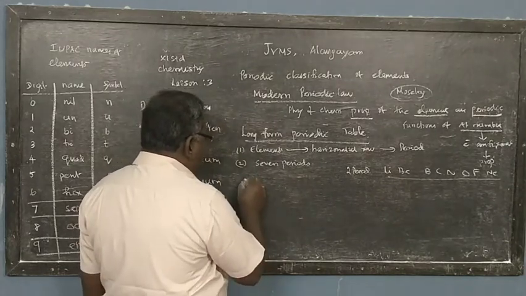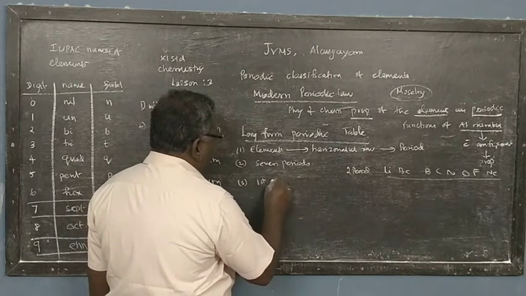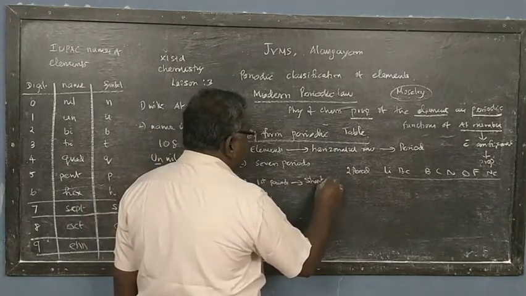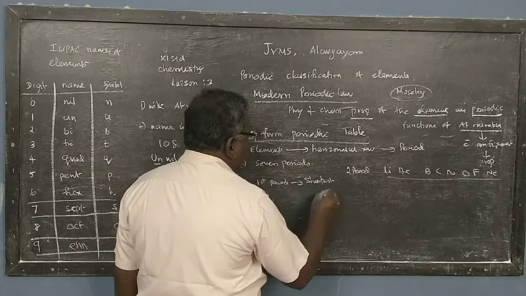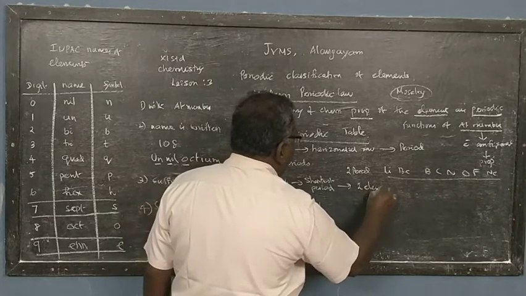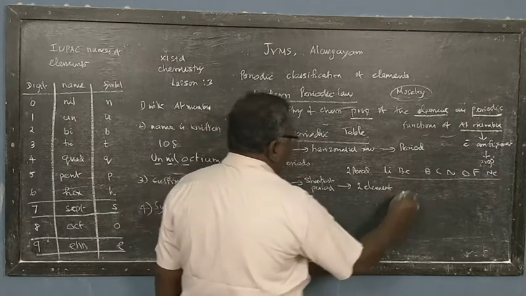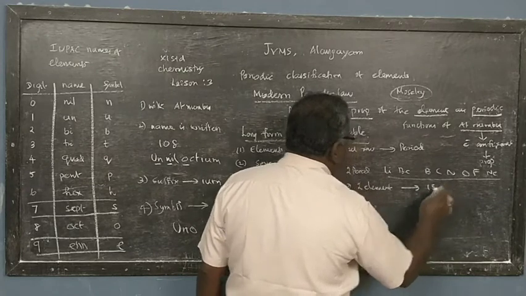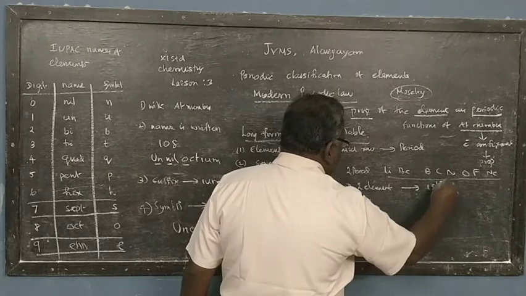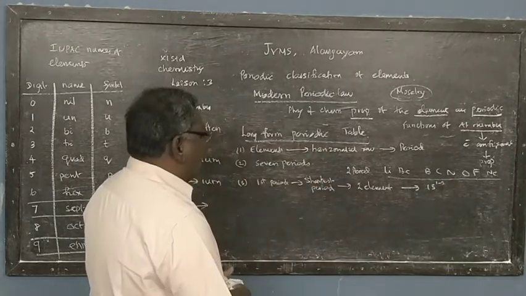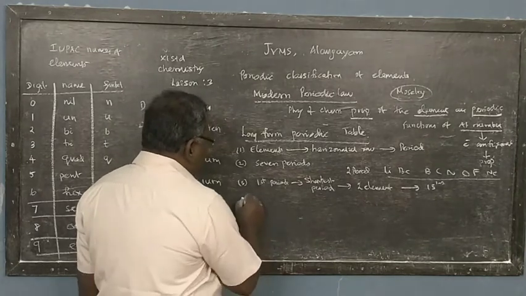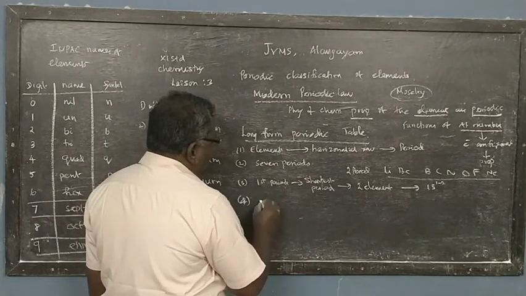The first period is called the shortest period. It has 2 elements. In these elements, the 1s orbital is filled: 1s1, 1s2. There are 2 elements, the first is 1s1 and the second one is 1s2. And then the fourth point is about the second period.